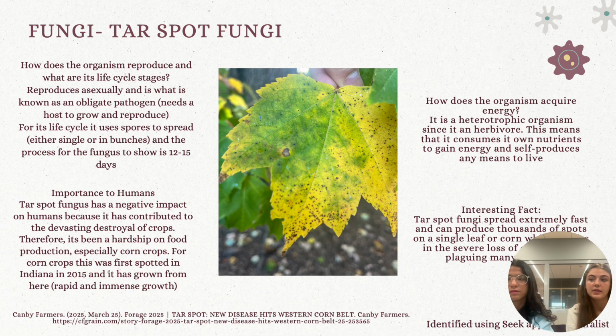And then how does the organism acquire its energy? It's a heterotrophic organism since it's an herbivore. So this means that it consumes its own nutrients to gain energy and itself produces any means to live. And then an interesting fact, tar spot fungi spreads extremely fast and it can produce thousands of spots on a single leaf or corn, which results in the severe loss of crops that is plaguing many farmers.